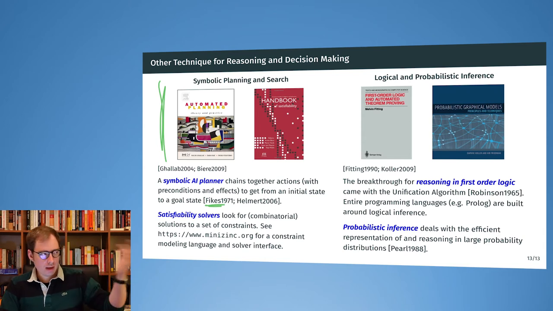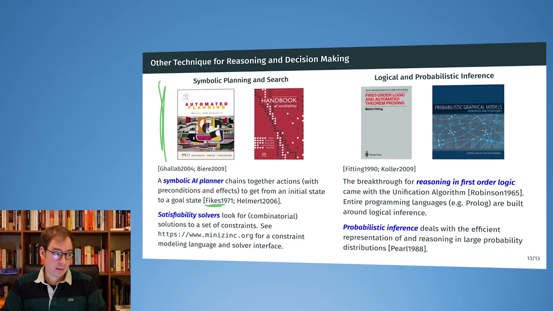So imagine the situation. The banana is on the top shelf, and the monkey wants to get the banana. Then he has to move the box in front of the shelf, and then he can climb on the box and get the banana. And you can imagine that also for a robot setting or any other scenario where there are discrete actions and you want to find a way to achieve a certain goal starting from the initial situation. And this is what these symbolic AI planners do.